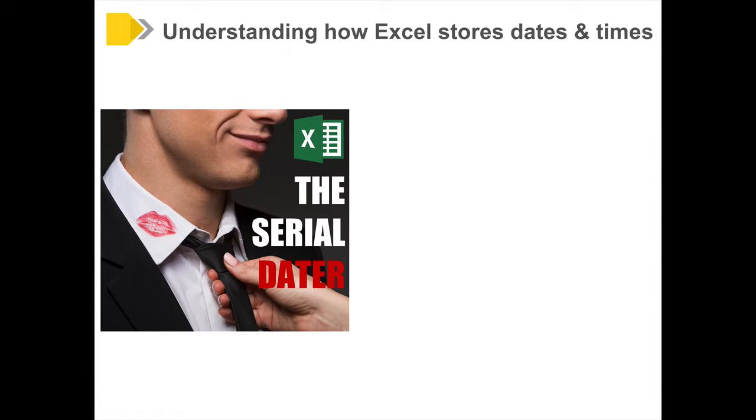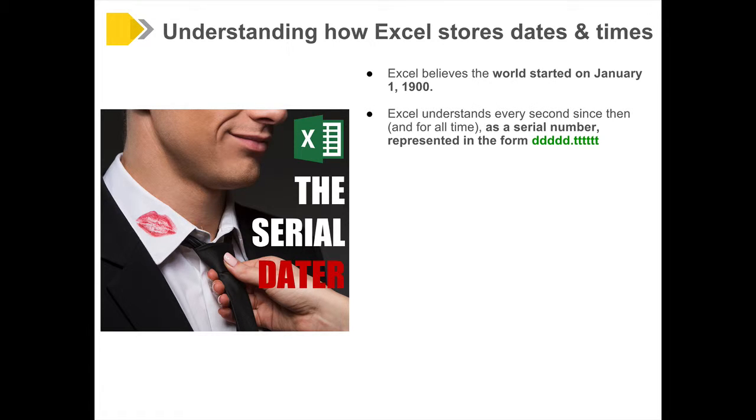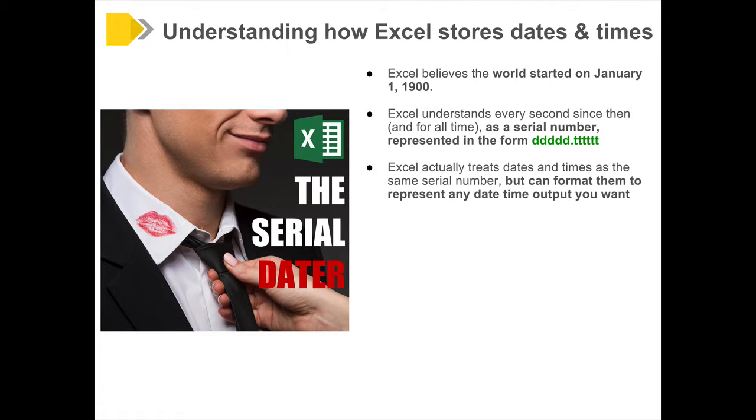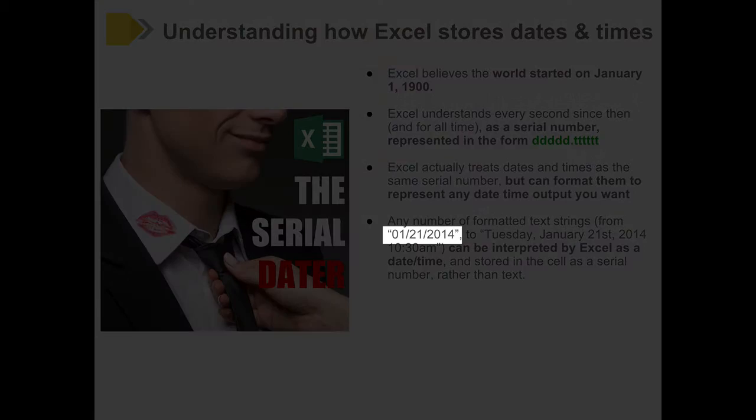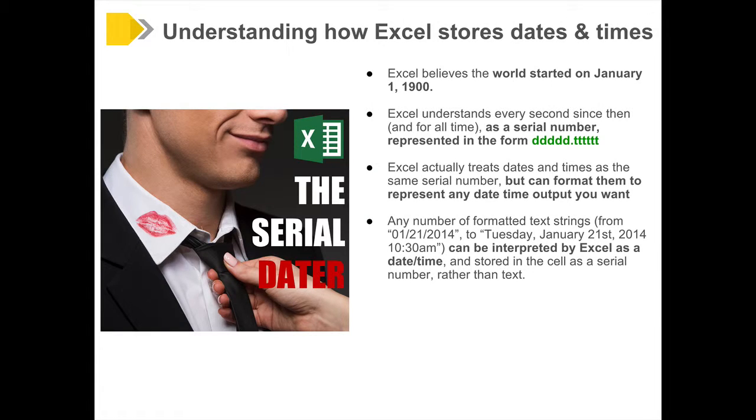Excel is a serial data. It believes the world started on January 1st, 1900. Excel understands every second since then, and for all time, as a serial number. Excel actually treats dates and times as the same serial number, but can format them to represent any date or time output you want. Any number of formatted strings, from 01/21/2014 to Tuesday, January 21st, 2014 at 10:30 a.m., can be interpreted by Excel as a date or time, and stored in a cell as a serial number rather than as text. The benefit of this is that we can then operate on it.